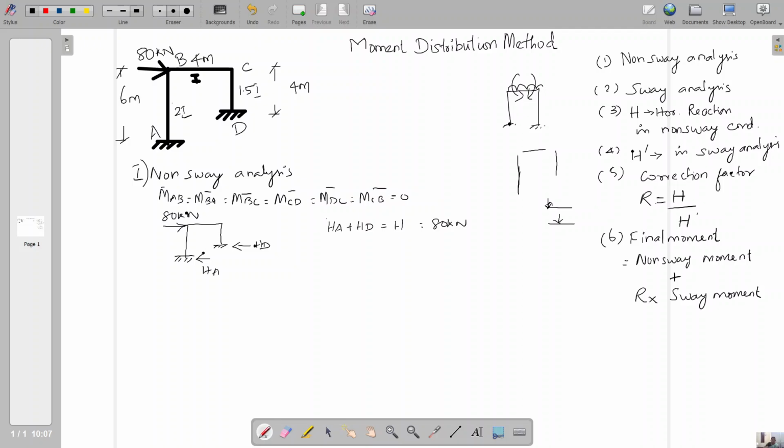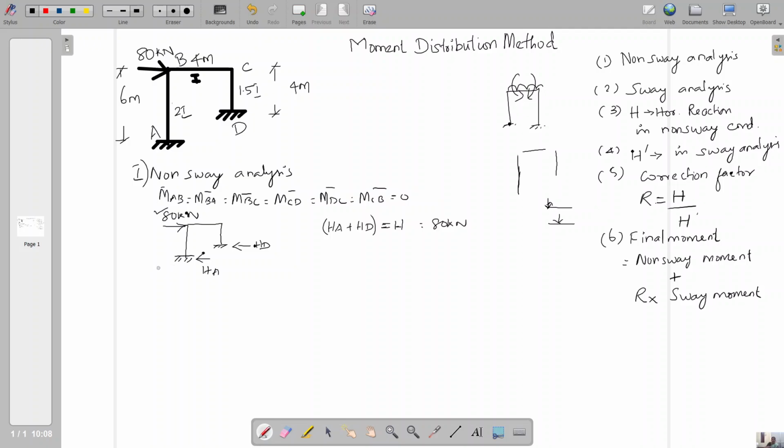So you have to analyze the direction of HA and HD. It is towards left because it should oppose the horizontal force. So opposing the 80 kilonewton, HA and HD are both towards left. The summation of HA and HD should be equal to the horizontal load H. So what is the horizontal load? Which is 80 kilonewton. So the net horizontal reaction should be equal to 80 kilonewton. And also keep note of the direction of the 80 kilonewton.